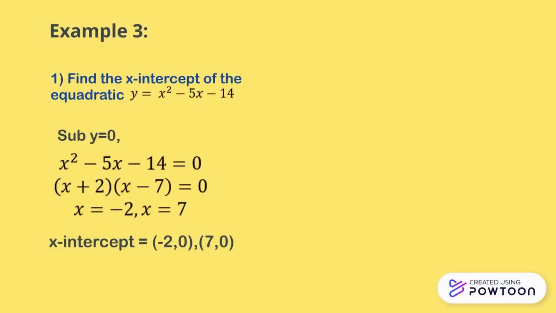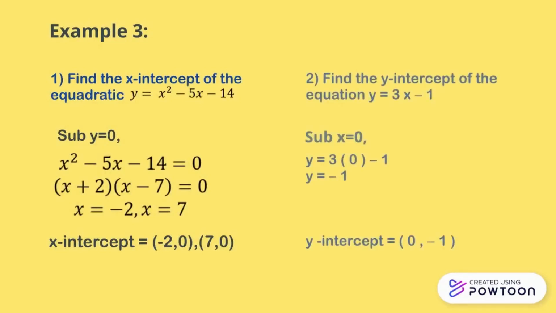Example 3. To find the x-intercept, we substitute y = 0 into the equation, and we find our x-intercepts are (-2, 0) and (7, 0). To find the y-intercept, we substitute x = 0 into the equation, and we find our y-intercept is (0, -1). Example 4.